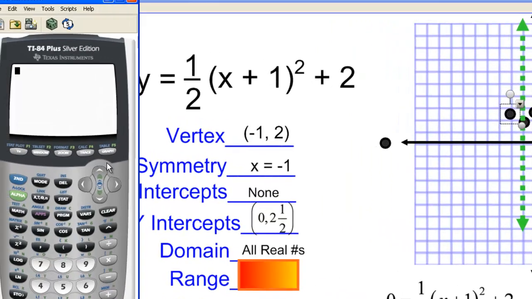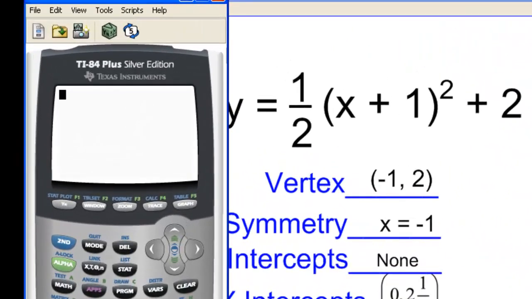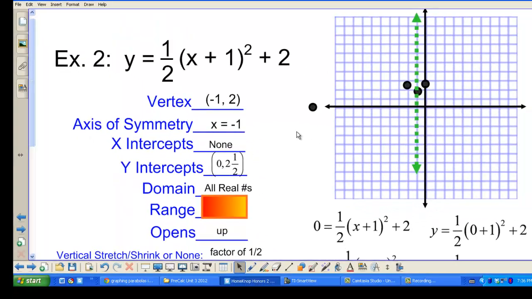So from here, honestly, you just have to pick 2 more points in order to get your 5 points. So what I would do is I would let x be 1. If I let x be 1, I want to take 0.5 times 1 plus 1 squared plus 2. And that gives me an output of 4. So I know that the point 1, 4 is also on the graph. And then I can reflect it on the other side. And now I get a nice pretty graph of my parabola.